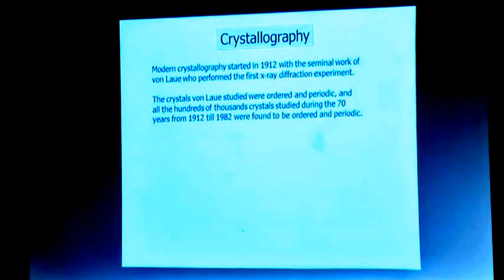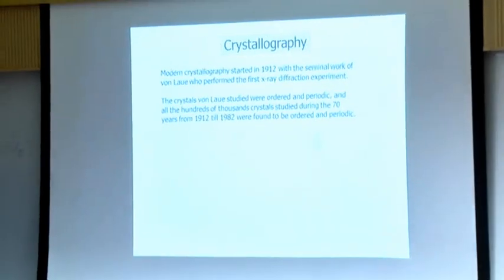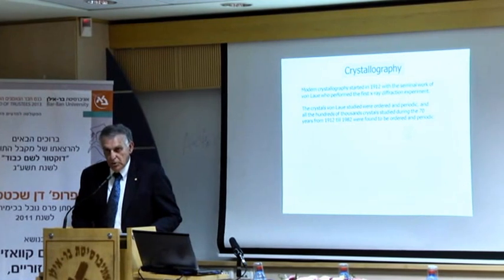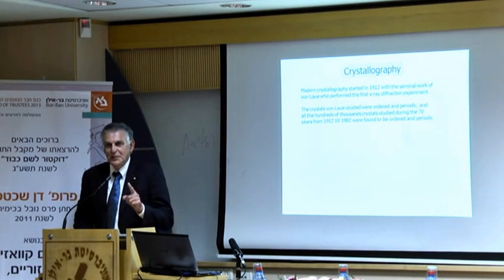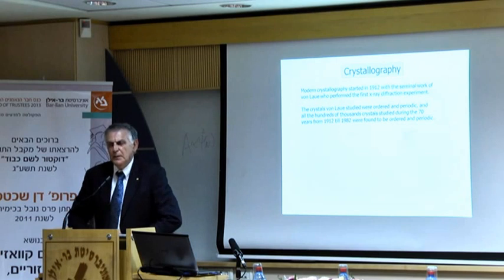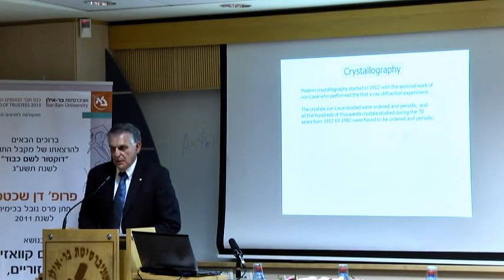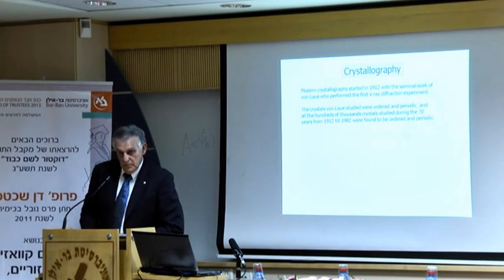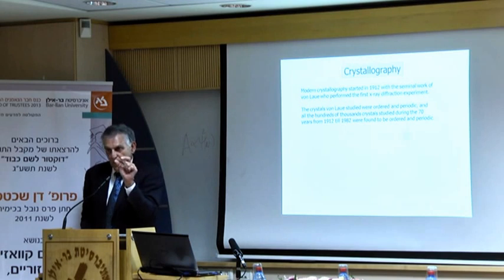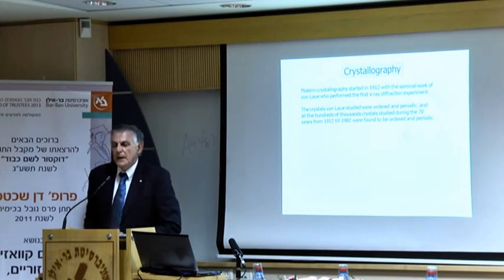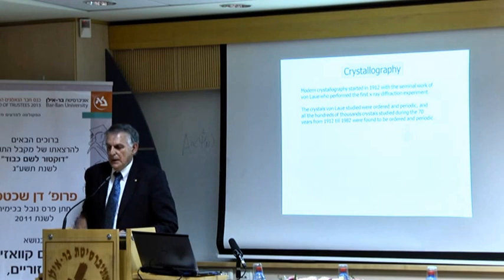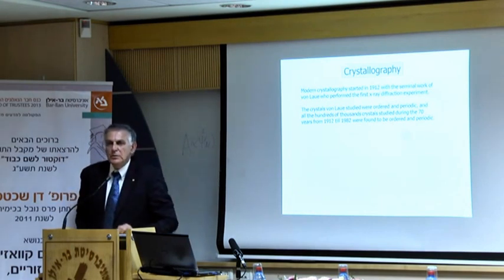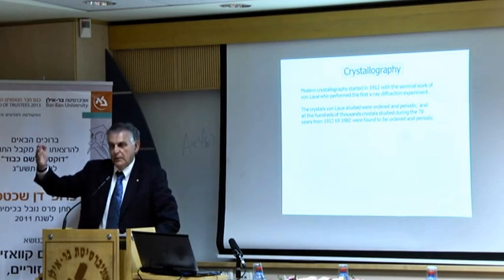Let's say a few words about crystallography. Modern crystallography, I should say, started in 1912 by a seminal work by von Laue, a German scientist, who performed a wonderful experiment, and he proved in one experiment two very important facts. Number one, he performed an X-ray diffraction experiment. That means he took a beam of X-rays that has one wavelength and directed it onto a crystal, and his crystal was, I think, zinc selenide, and the beam diffracted and created a diffraction pattern on a plate, on a photographic film.